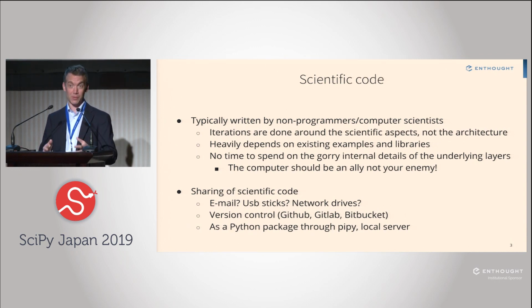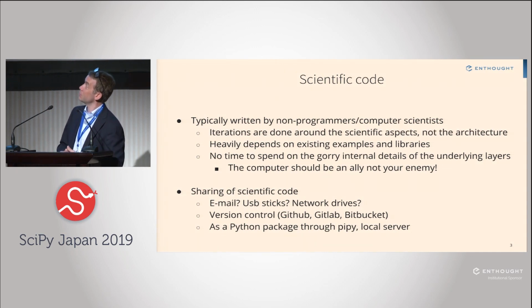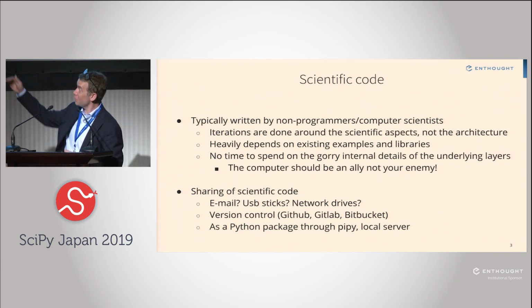So that's what happens typically with scientific code. It doesn't mean that it happens all the time, but that's a typical problem. The second thing that happens with scientific code is how we're sharing it. You see that I have 3 different bullet points there, and so there are different levels of sophistication.